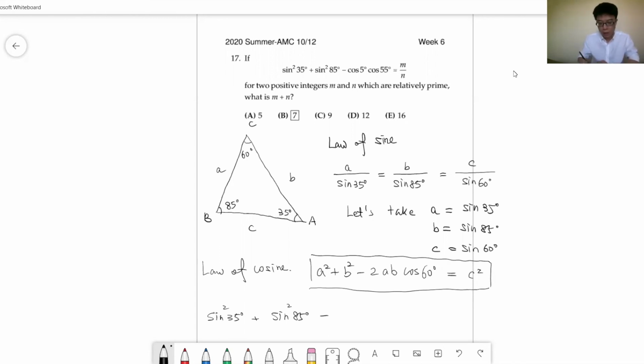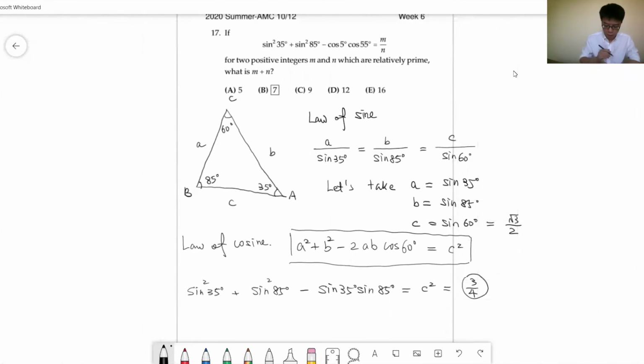Basically, we just have A times B. A is sine 35, B is sine 85, equals C squared. And C is sine 60. Sine 60 is root 3 over 2, and the square is 3 over 4.